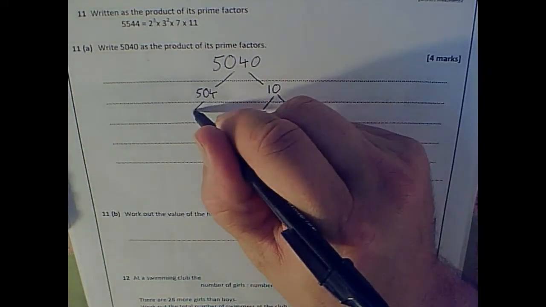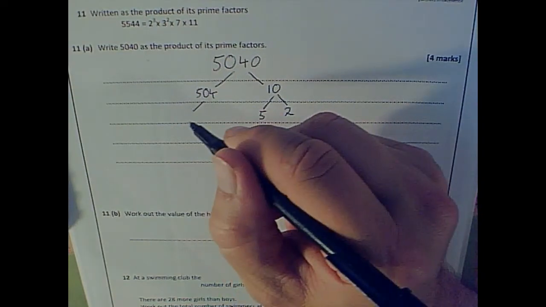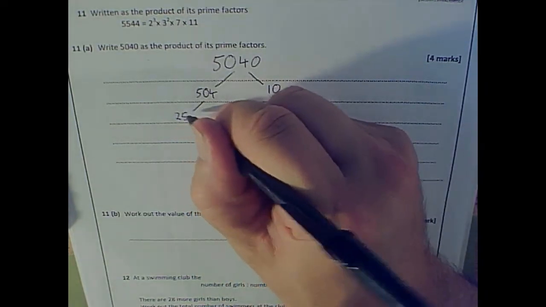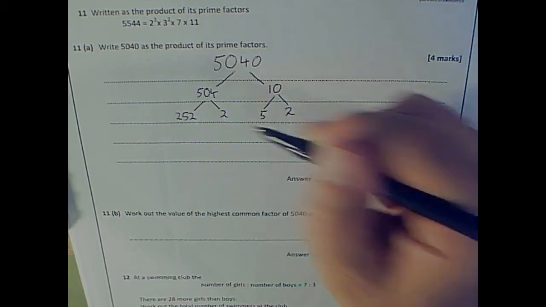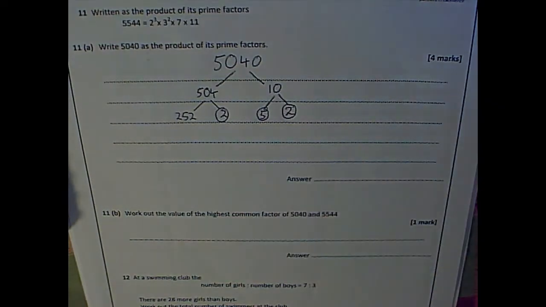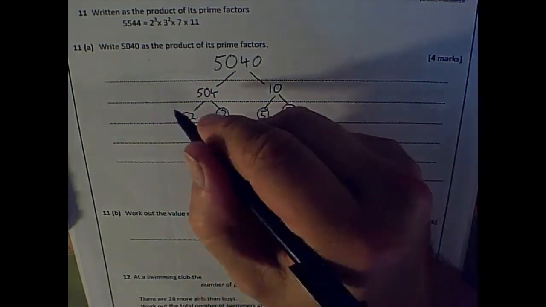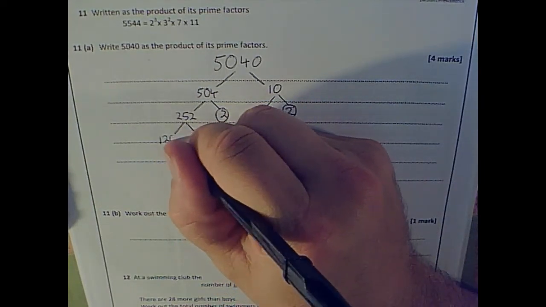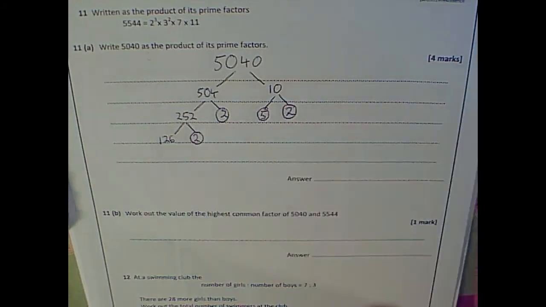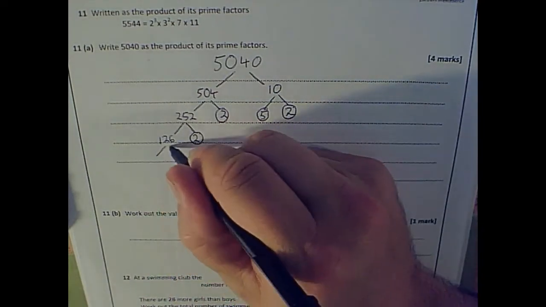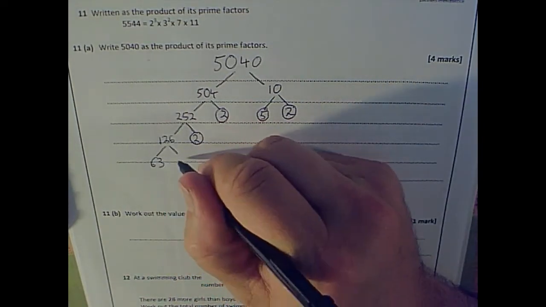504 though, I need to keep breaking up. So I'm just going to divide by 2. 504 divided by 2 is 252 and 2. I'm going to circle the primes when I come to them, so those are all primes. 252, I'm just going to keep dividing by 2 while I can. 252 divided by 2 is 126 and 2. Now I can keep dividing by 2, can't I? 126 divided by 2 gives me 63 and 2.